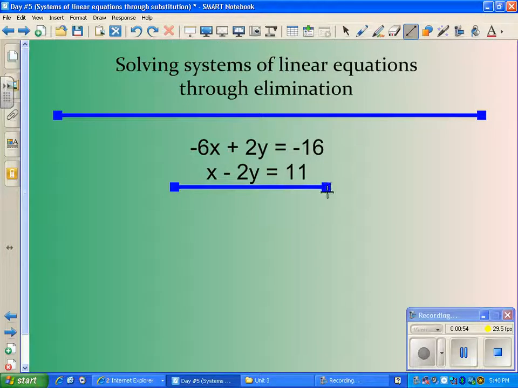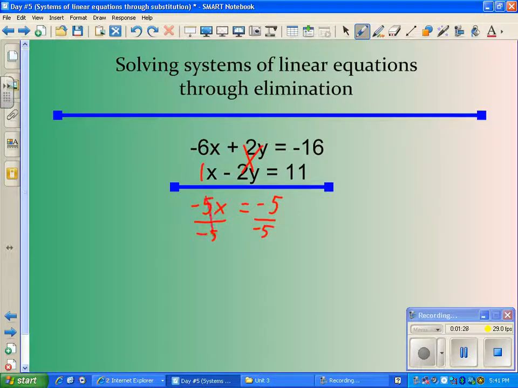So, looking at the y's, if you add a positive 2y with a negative 2y, they cancel out. Alright, so we're going to just add straight down. Well, negative 6x plus another x, technically there's a 1 there, becomes a negative 5x. Those cancel. Equals negative 16 plus 11 gives you a negative 5. Well, we want to get x by itself, so we have to go backwards and divide by negative 5.